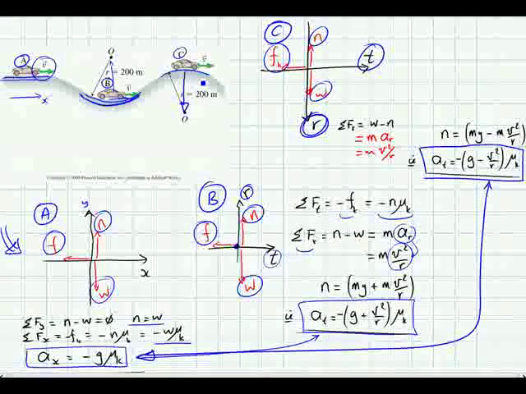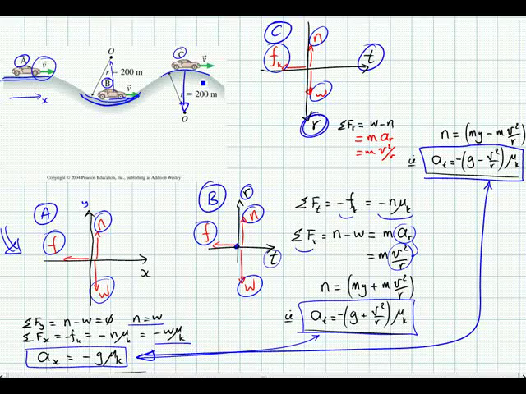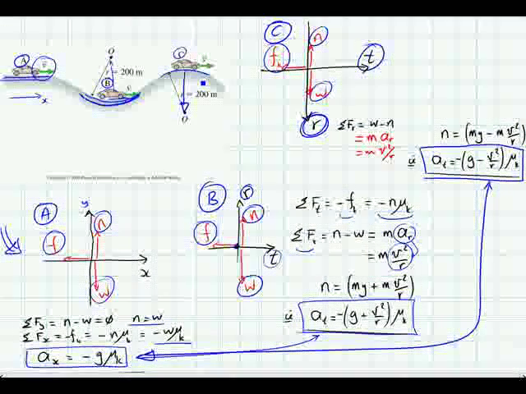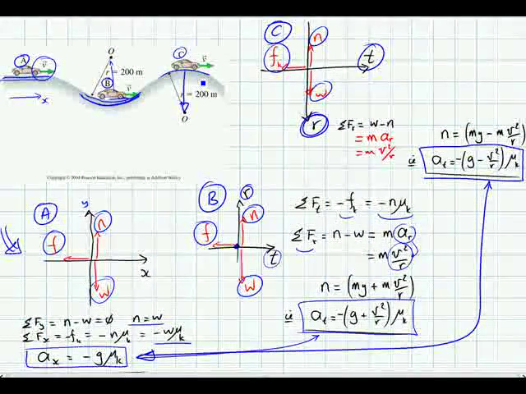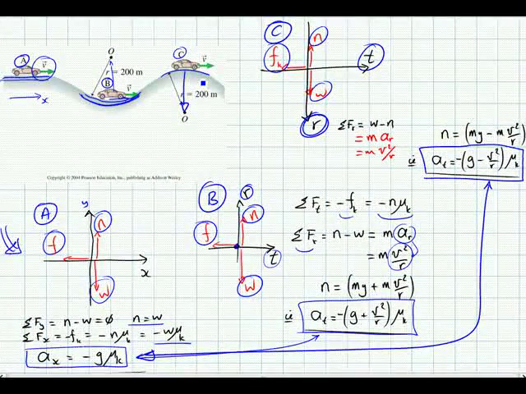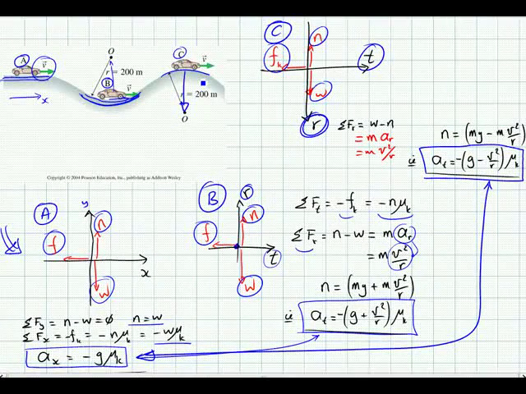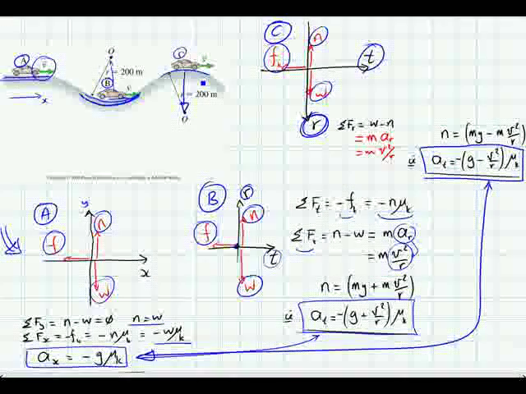So just an example of how to go about doing dynamics analysis in circular motion. In the next lecture I'm going to work through some specific problems. So let me stop this lecture right here and we'll carry on shortly.